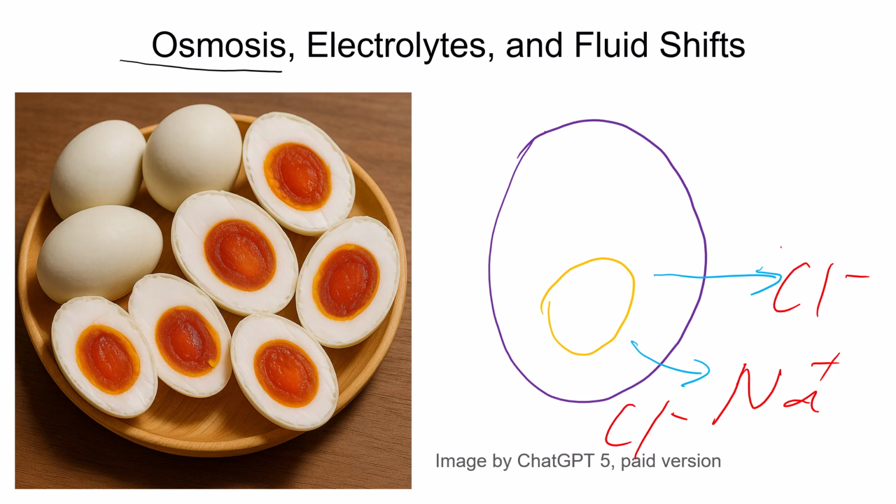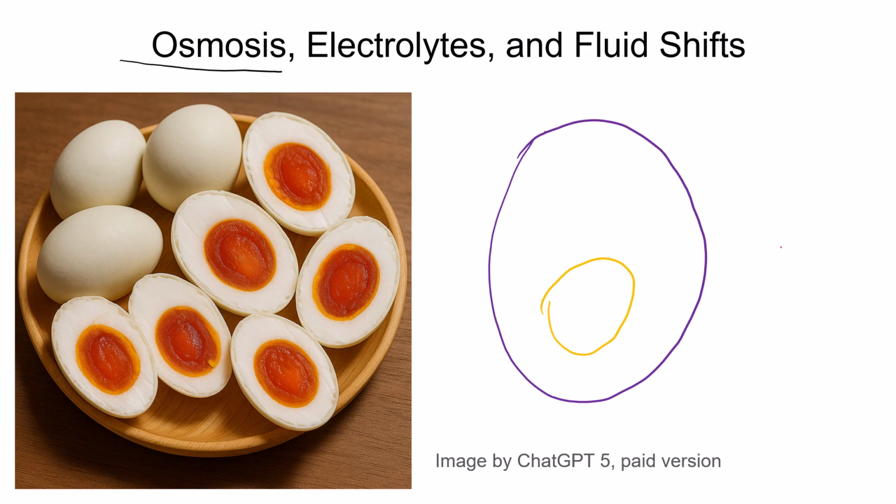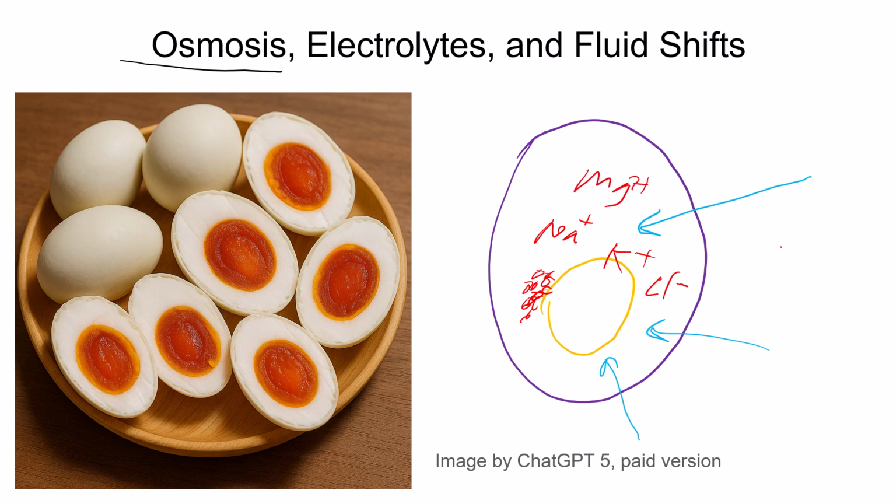However, if instead we put the eggs in fresh water with no salt at all, then the water will want to move into the egg. And this is because inside of the egg there are cells. Lots of cells. And the cells have their own electrolytes, right? Like sodium and potassium and chloride. Lots of different electrolytes. And so the water will get pulled in towards those electrolytes.